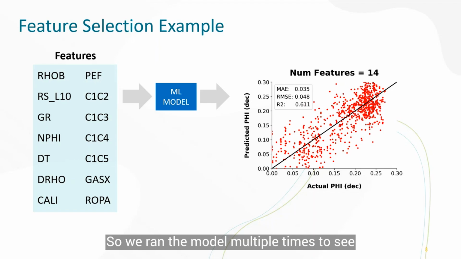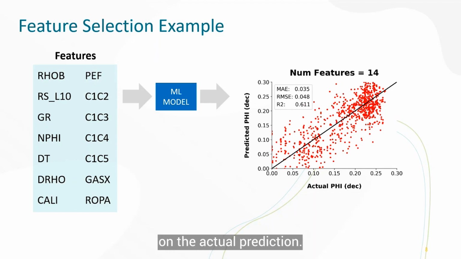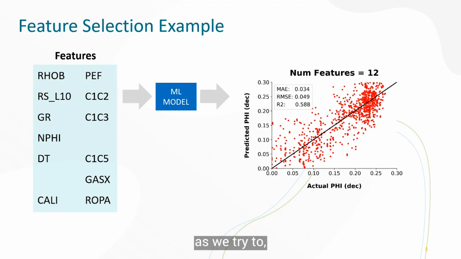So we ran the model multiple times to see which features would be dropped out and what the impact is on the actual prediction. So when we start with all 14, we can see that we've got quite a scattered result on the right, which is our actual porosity versus predicted porosity. And we can also see the metrics are relatively poor.